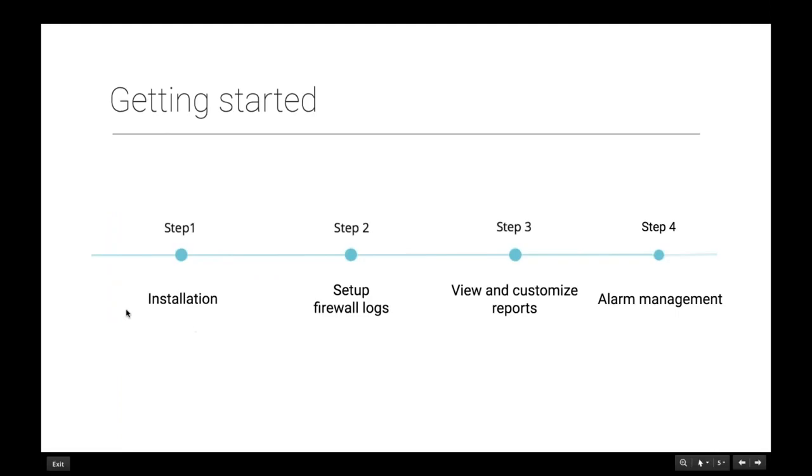In short, first we need to install Firewall Analyzer and fetch syslogs from the firewall. Once the syslogs are fetched, Firewall Analyzer starts to generate reports. Then alarms can be set for various triggers.